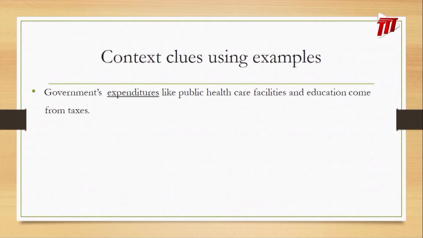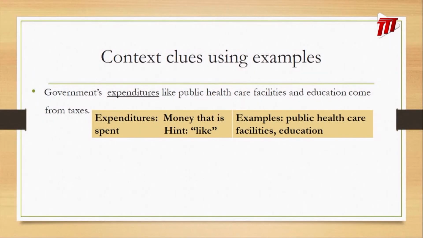Government's expenditures like public health care facilities and education come from taxes. What are expenditures? What is there to help us know what the meaning of the word expenditures is? We see the signal word like, so we know examples are going to follow. Public health care facilities, like our hospitals and health centers, and education, our schools and teachers, come from taxes.